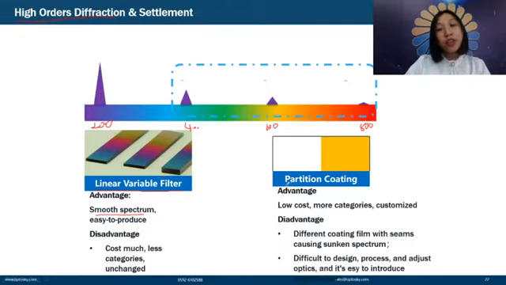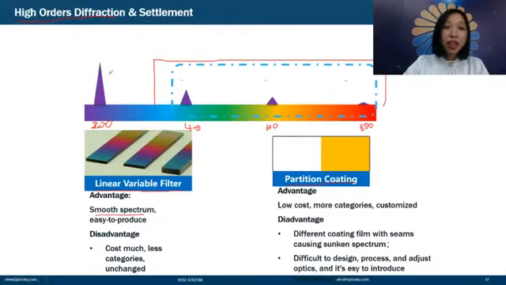The other solution is we can use the partition coating, because we know the peak at 400, this peak, the light is coming from the 200s, coming from this one. So if we can apply partition coating to this area, the light cannot go through here. We block the light at 200 nanometers, so the peak of this will be eliminated.